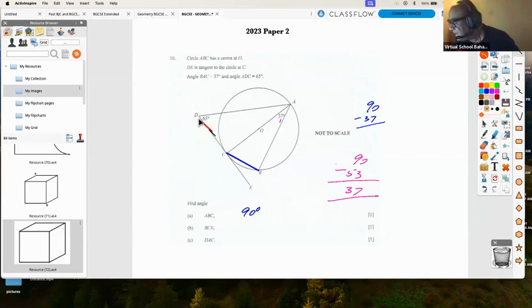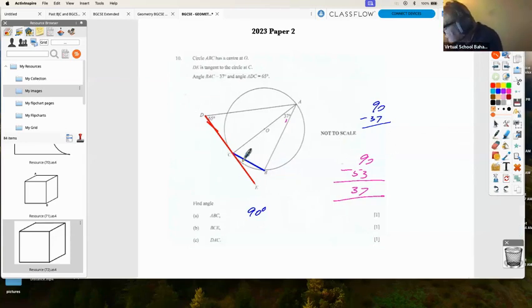This here is the tangent. Let me just write it properly. This here is the tangent. So this portion here is the angle formed between the tangent and the chord. Do all of you understand that?